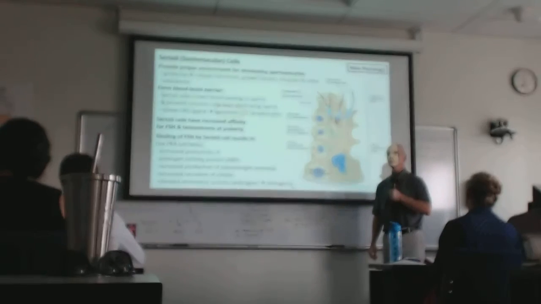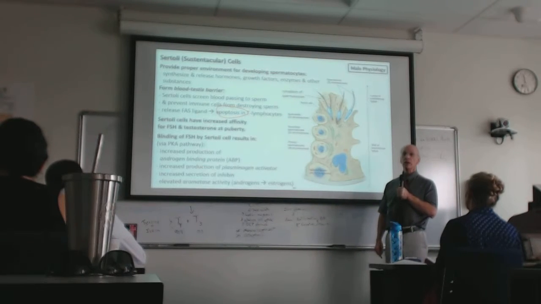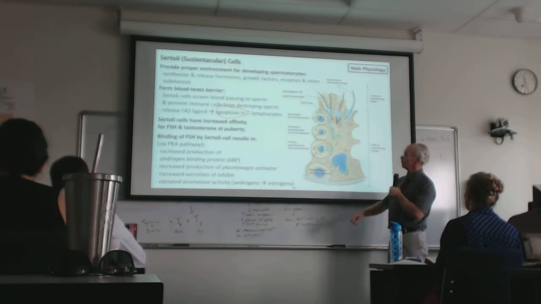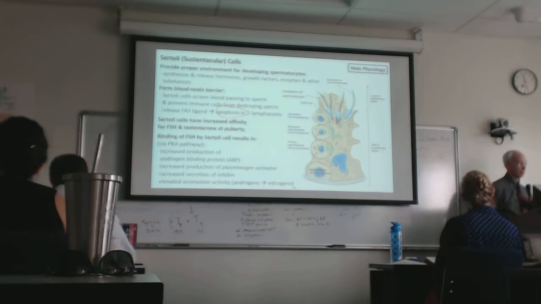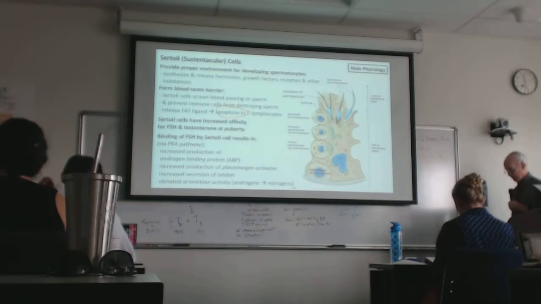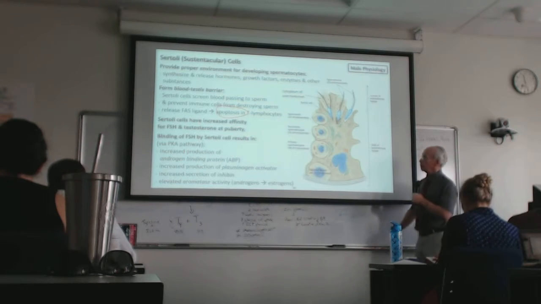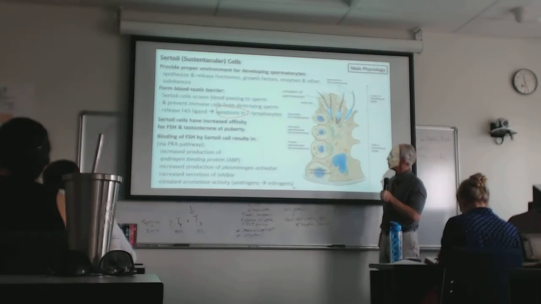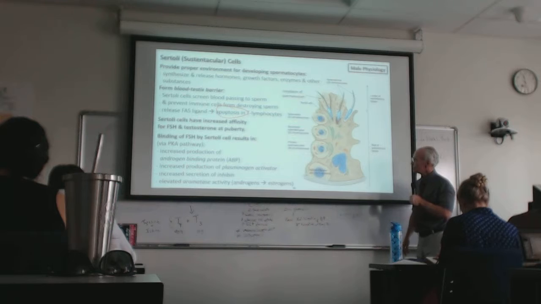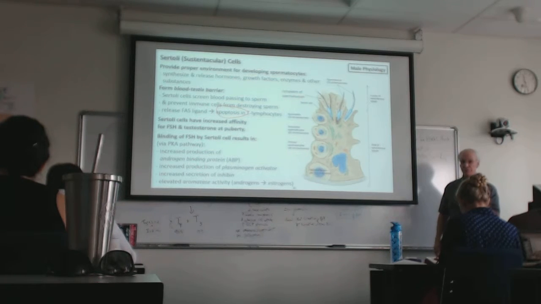How can I say this? They need to be in the proximity of high concentrations of testosterone in order to develop properly. Testosterone is necessary for development of the spermatocytes in the course of spermatogenesis. However, these spermatocytes do not have receptors for testosterone. They do not have androgen receptors. So they need the testosterone, but they don't have receptors.